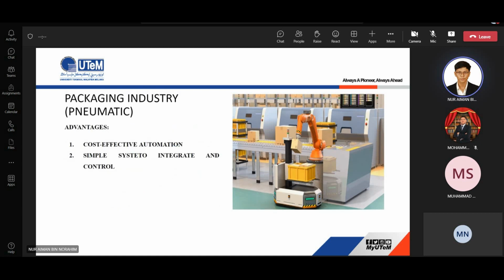There are several advantages of pneumatics in the packaging industry: cost effective, automation, and the second one is simple to integrate and control.